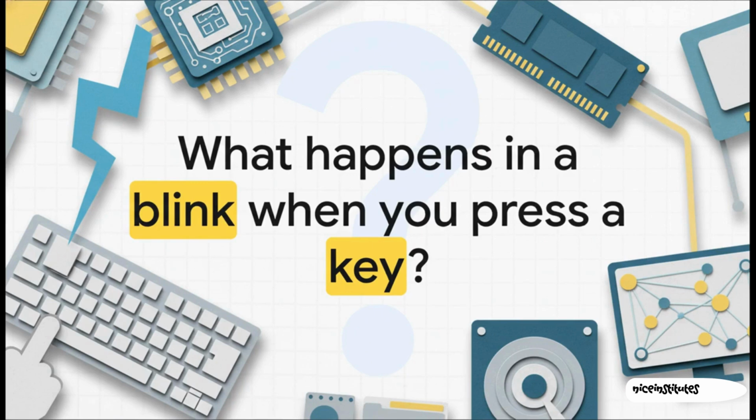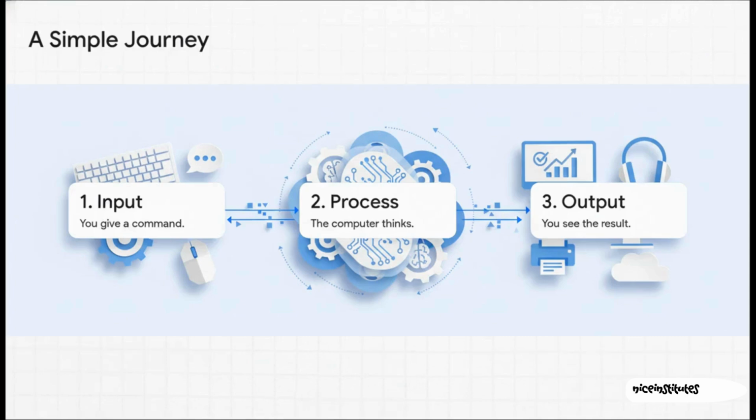You press a key, the letter appears. But what feels like magic is actually this lightning-fast trip through all the core parts of your machine. It's pretty wild. Okay, let's dive in and see how it works. You know, at its heart, you can really boil this whole complicated thing down to just 3 simple steps. First, there's input. That's you telling the computer what to do. Then, there's process. That's the computer, doing its thinking. And finally, output, where it shows you the result.